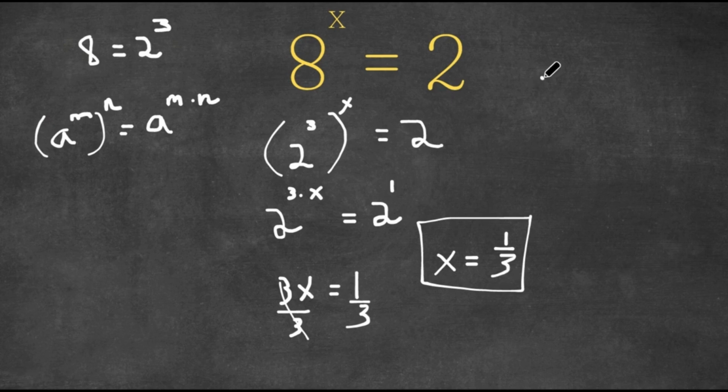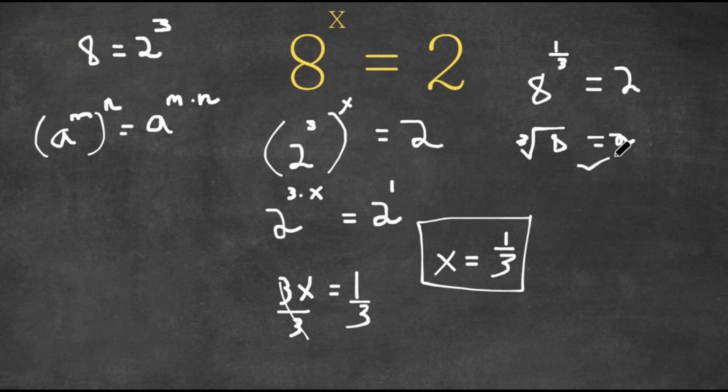And if I plug this in for x, 8 to the power of 1 over 3 equals 2. Well, 8 to the power of 1 over 3 is the same thing as the cube root of 8. And the cube root of 8 is 2, because 2 to the power of 3 equals 8. So this is right.